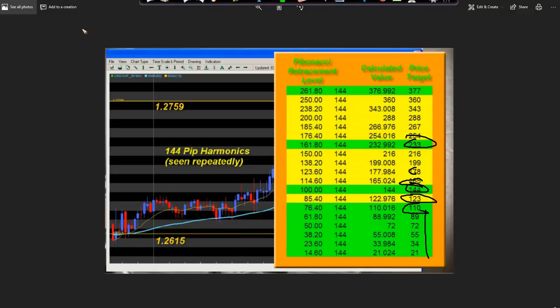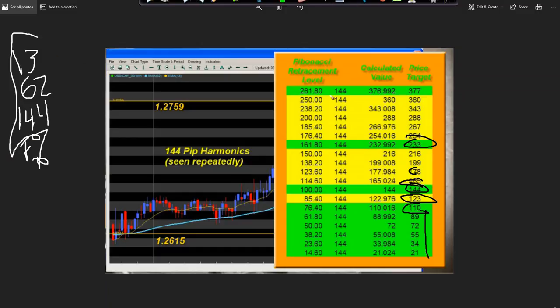We've got the 62, so there's one. We've got the 13 crossing it, there's two. We're taking 144 as a standard harmonic move because it just appeared so frequently, so there's three. Then we're applying a Fibonacci percentage against it. So there are 4 uses of Fibonacci to derive these numbers in the right-hand column.